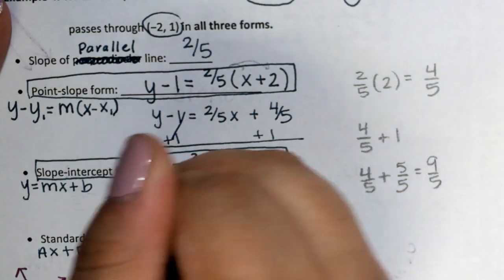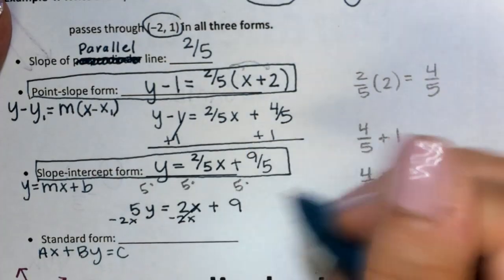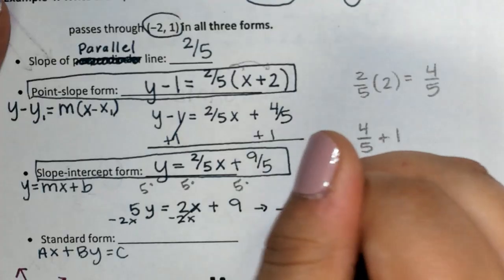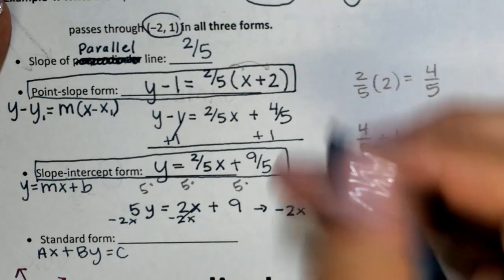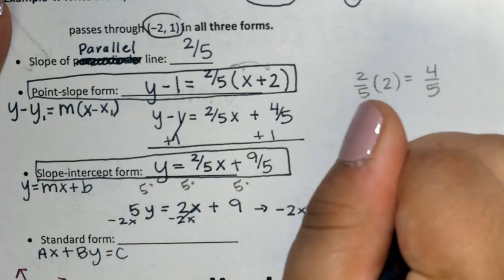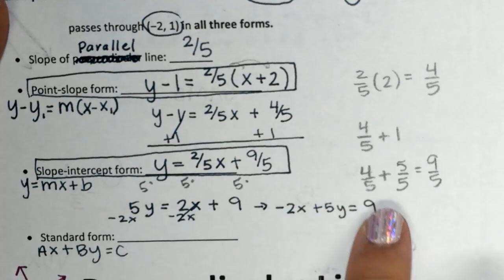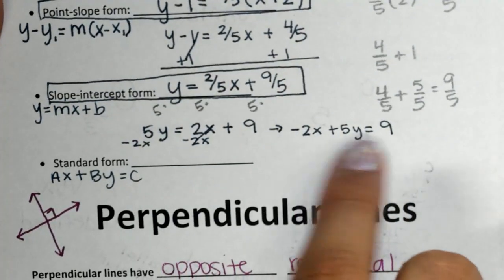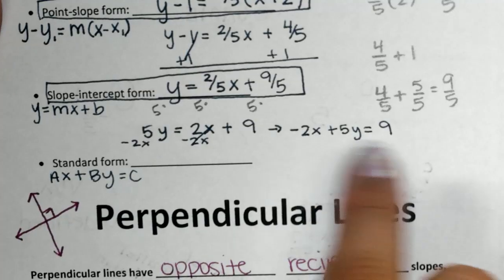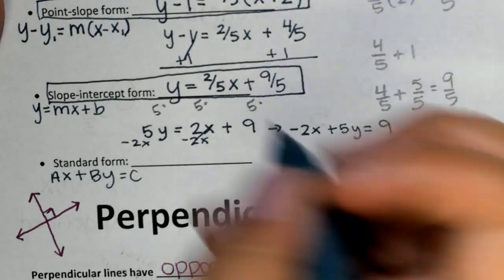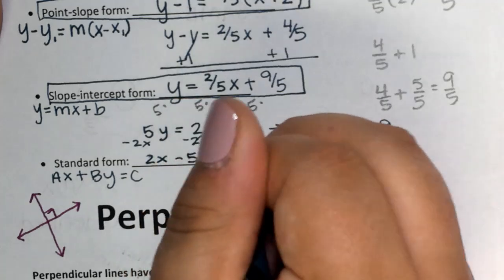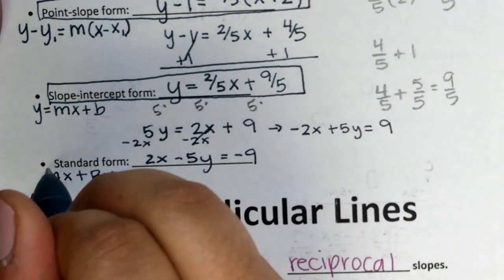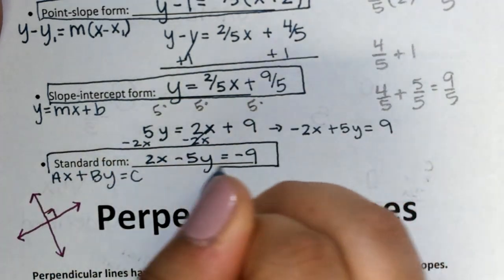I'm going to minus my 2x. So that's going to be 2x minus 5y. Okay, be careful. Which gives me this: negative 2x plus 5y equals 9. Is that acceptable? So what do I got to do? Multiply by negative 1. Flip them all around. And remember, you're flipping all of them. Even that C.